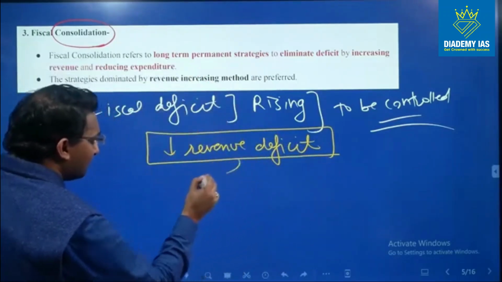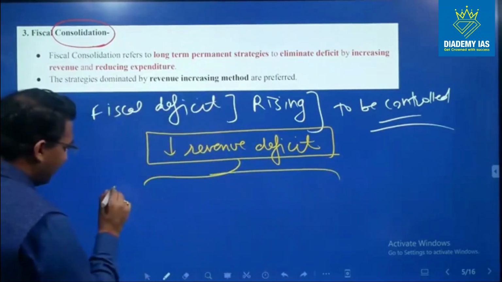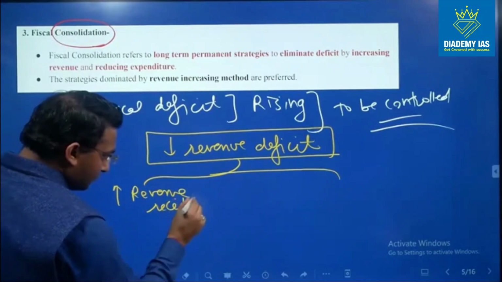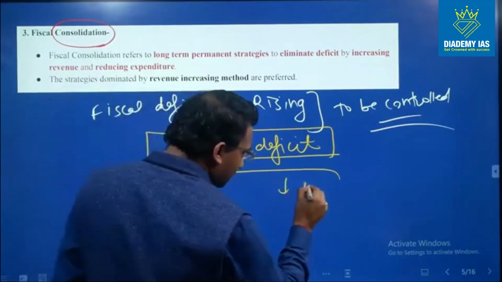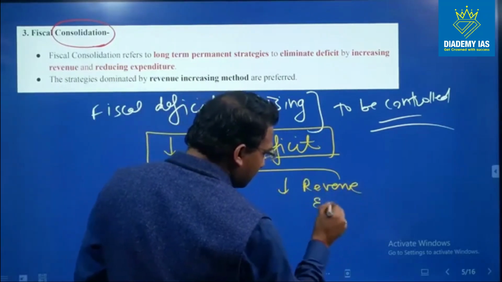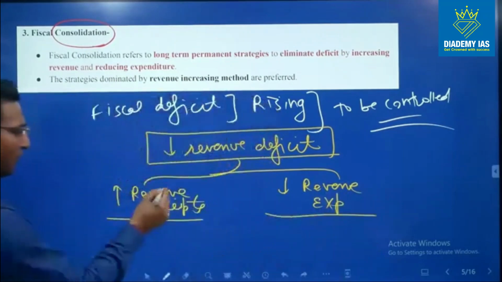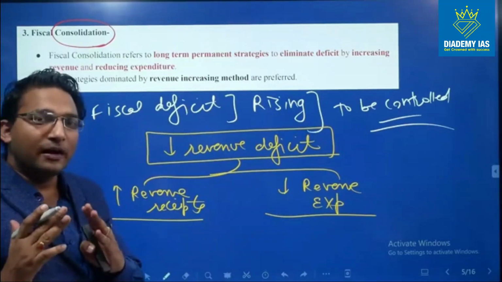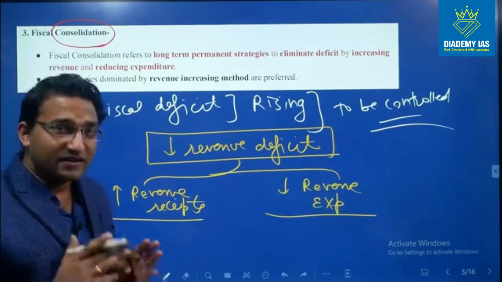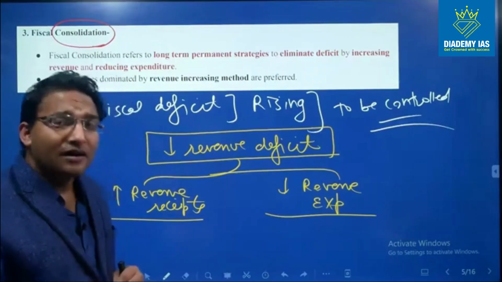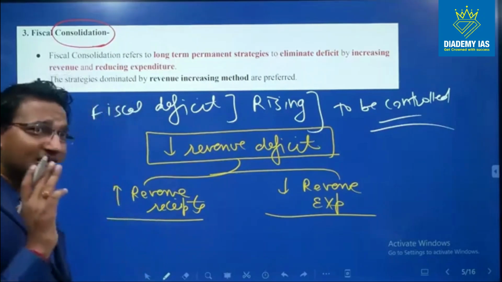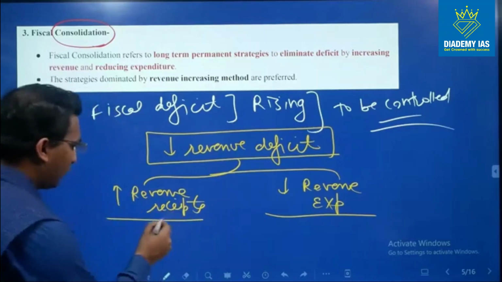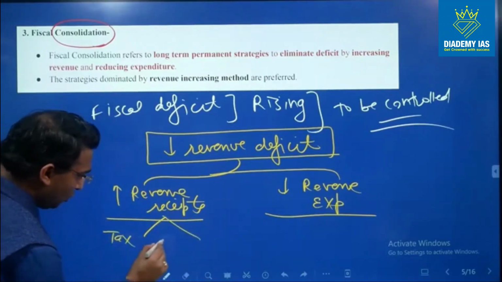To reduce the revenue deficit, there are two ways out. Either we will increase the revenue receipts, or we will decrease the revenue expenditure. What is the meaning of revenue receipt? Revenue receipt means a receipt which does not impact the assets and liabilities of the government. The receipt which does not increase the liability, and the receipt which does not decrease the assets. So that is revenue receipt. It can be of two types: either tax revenue or non-tax revenue.